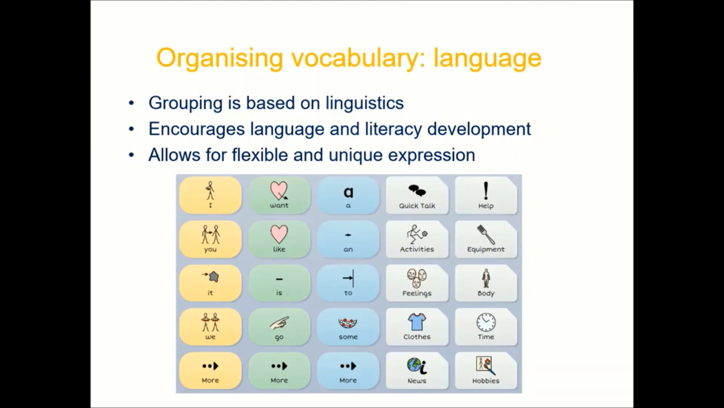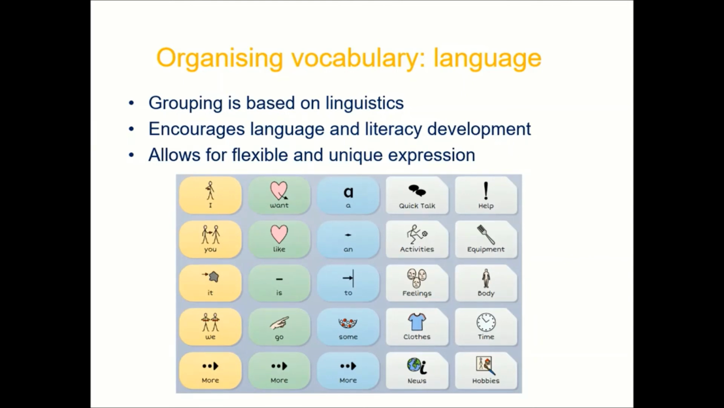This is an example of a language-based organization here, and it's color-coded. We've got the pronouns on the left in yellow, and then we've got some verbs in green in the middle, and then we've got a function word, and then we've got our folders of nouns or activities or fringe vocabulary on the right. So it's very easy to build a sentence here. It's quite natural to go from left to right and build a sentence.